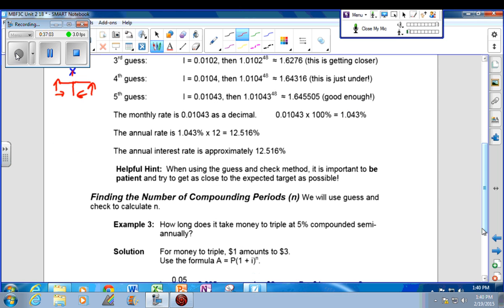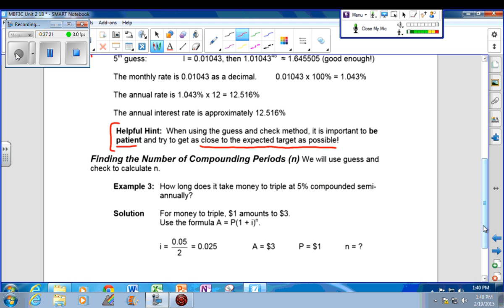Now, it says here, helpful hint, when using the guess and check method, it is important to be patient and try to get as close to the expected target as possible. And it's true. I stopped at 12.5%, mainly because interest rates are usually just given to one decimal. They kept going, so in the book, whoever was doing that question is much more patient than I was.